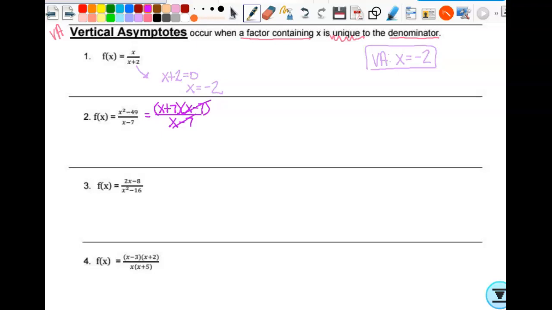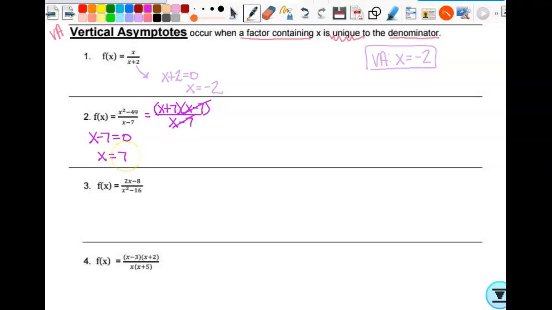Okay, yes, you're right. Let me re-ask the question differently. The parts that I'm canceling out, what does that part give me? A hole. Yeah, that's what I was going for. You were right, but bad question. So I'm not going to ignore the fact that I have a hole, so that means x minus 7 equals 0, so I get x equals 7.